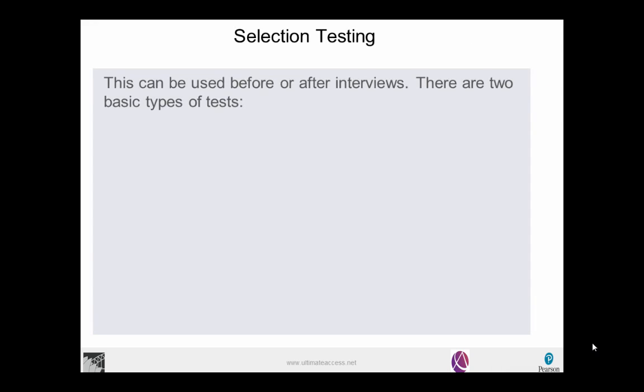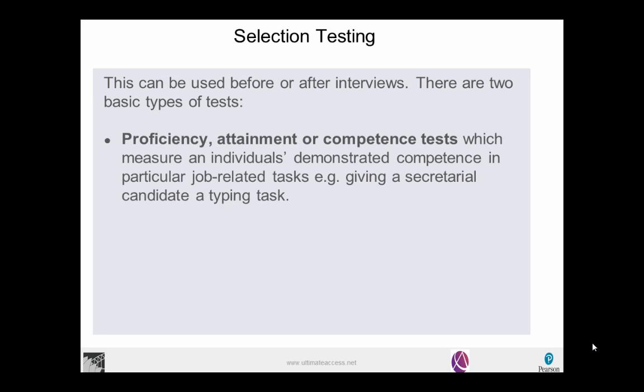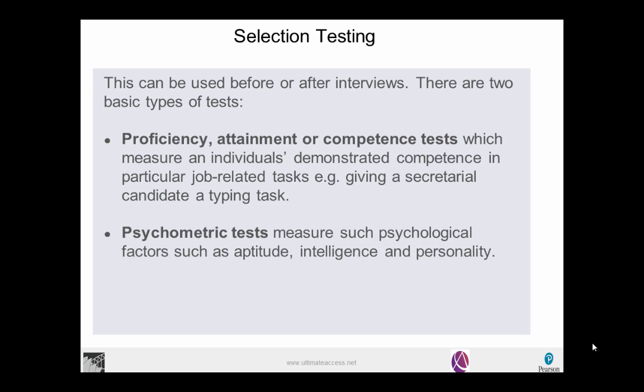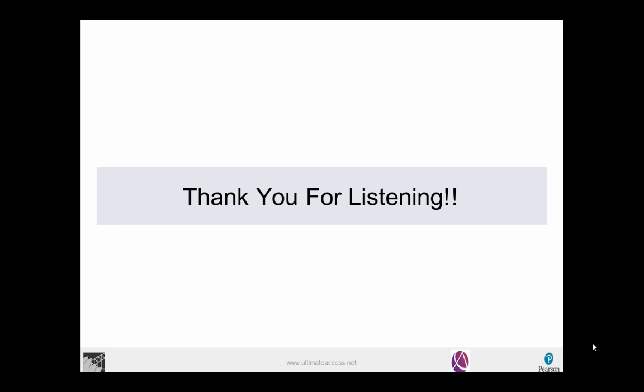Now, selection testing. This can be used before or after interviews, and there are 2 basic types of tests. The first one is the proficiency, attainment, or competency tests, which measure an individual's demonstrated competence in particular job-related tasks. So we really want to know whether you're actually good at the job by giving you a test that will be related to your job, like giving a secretary a typing task. Psychometric tests deal a lot with psychological factors like aptitude, intelligence, how smart are you, personality, and the likes.